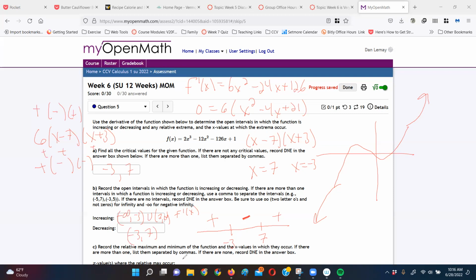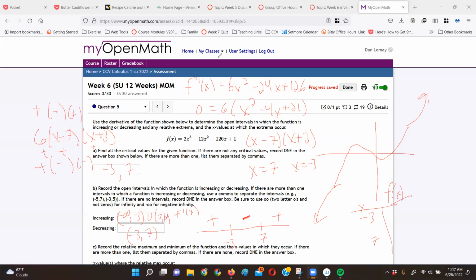Okay, now we're going to find the maximums and minimums. So I only have negative 3 and 7. Let's substitute in negative 3, and let's put in 7. Here's x's, here's f of x. Now we're going to evaluate that original function at negative 3. Actually, let me do this with the calculator.